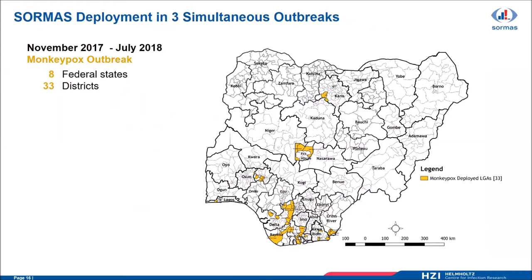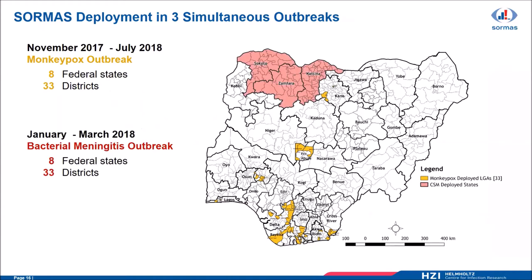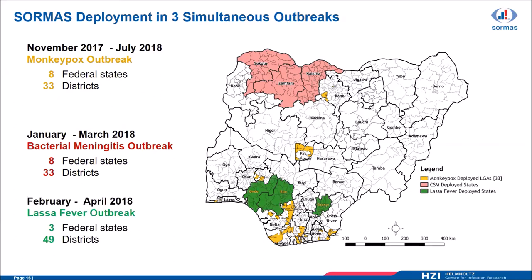I want to use Nigeria as an example for a unique function that SORMAS played in 2017 when we had three simultaneous outbreaks. In November 2017, SORMAS was used in Nigeria to handle the monkeypox outbreak. While that was going on, we had the CSM or meningitis outbreak that started simultaneously, and SORMAS was also used to manage that outbreak. Another outbreak started within that same period, and SORMAS was used. So at the same time, in one period, SORMAS was managing three simultaneous outbreaks, which was really cool.